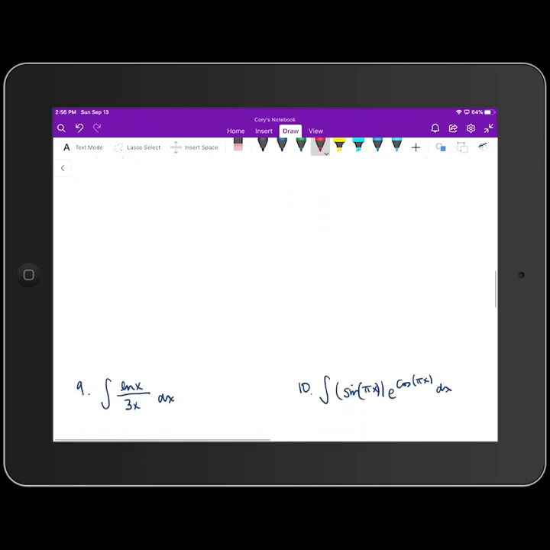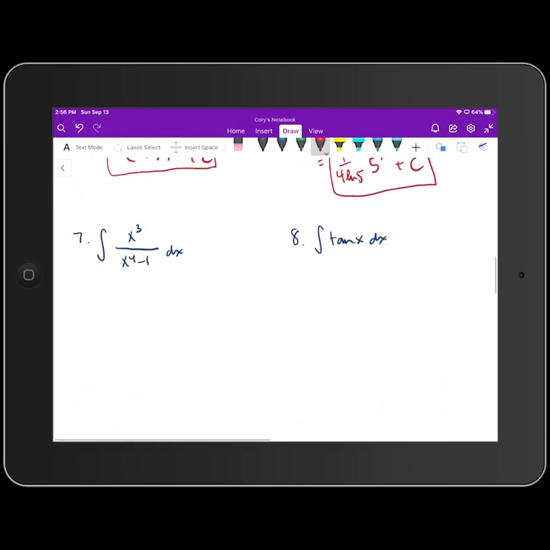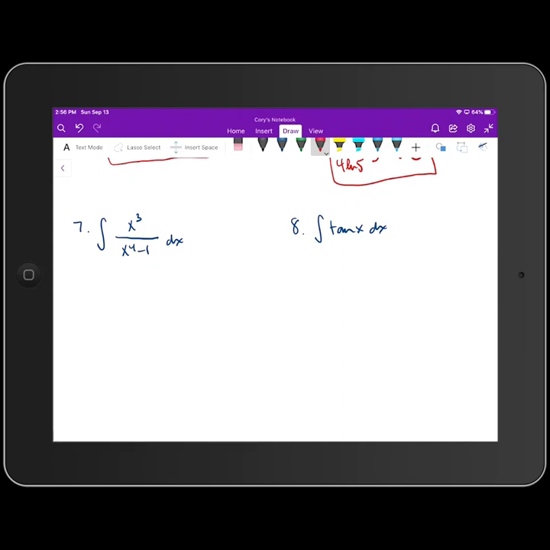Okay, so let's continue on. This time looking at a couple of examples that do not have composite functions, and how and why we're going to use u-substitution for problems like this.